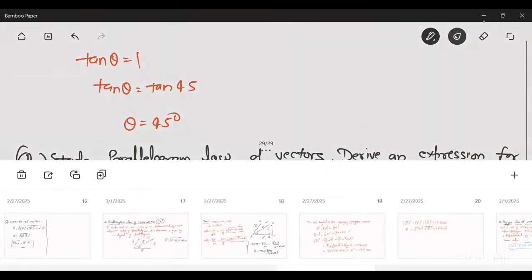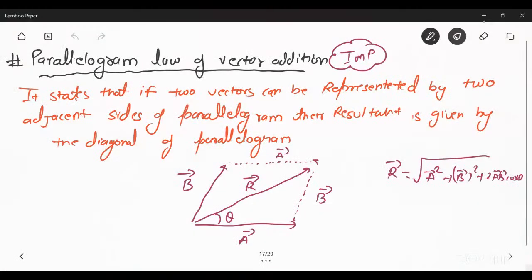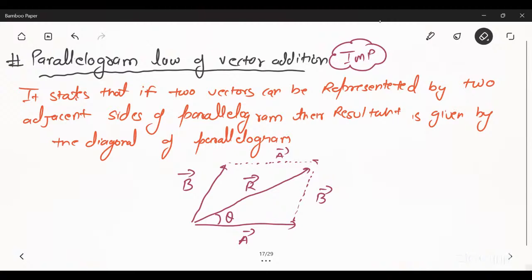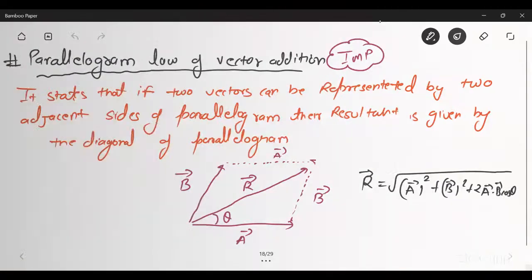I have proved this earlier. So the parallelogram law of vector addition states that if two vectors can be represented by two adjacent sides of a parallelogram, then their resultant is given by the diagonal of the parallelogram. R vector is equal to under root of A square plus B square plus 2AB cos theta. Clearly, the value of that R vector is equal to under root of A vector square plus B square plus 2AB cos theta. So that was your parallelogram law of vector addition, and the proof of the parallelogram law of vector addition is this.